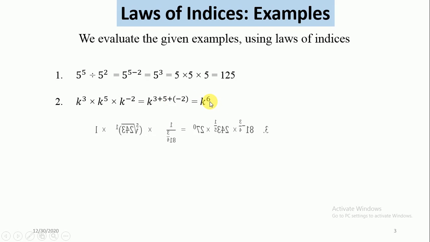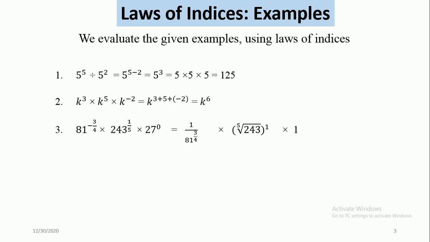So the third example, which is 81 raised to the power minus 3 over 4. At this point you can observe that we need to apply the law whereby this minus returns it to 1 along the division sign. 81 raised to the power 3 over 4 multiplied by, we do the same thing for this.